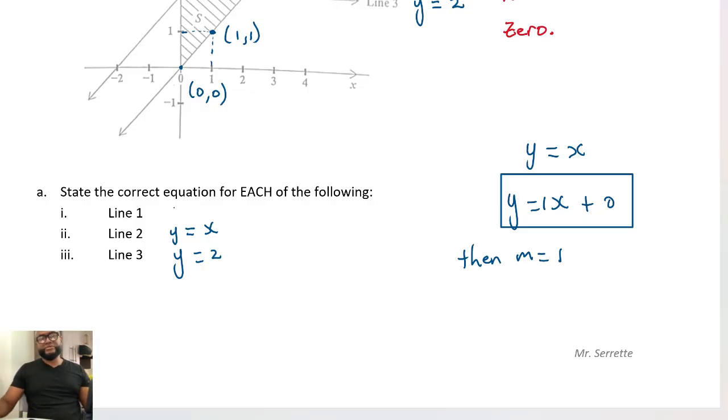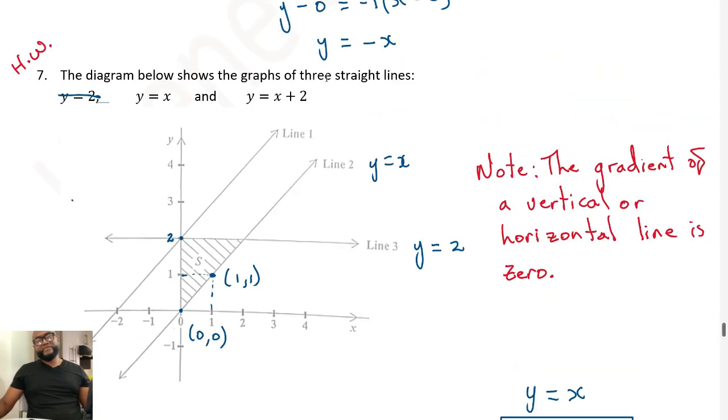So obviously the last one will be y is equal to x plus 2. What's the gradient of this line? 1. Where does this line cut the y-axis? 2. And it cuts the y-axis through 2.